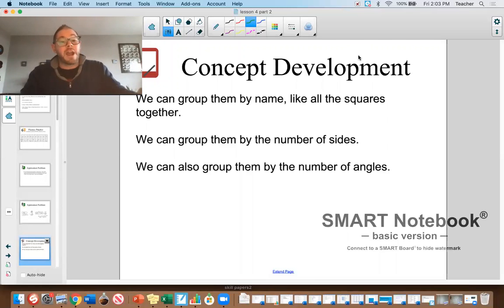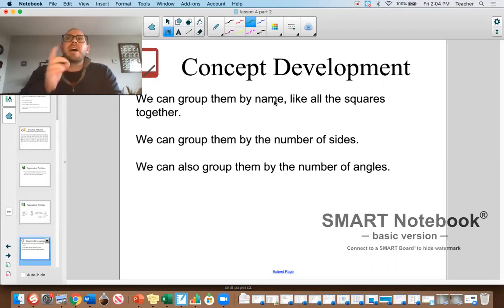Well done, brain. So we can group these shapes together. This is what we did yesterday. We're going to do a quick review, and then we're going to be looking at this. We know that we can group them by name, like we can put all the squares together. We can group them by the number of sides they have and by the number of angles they have.